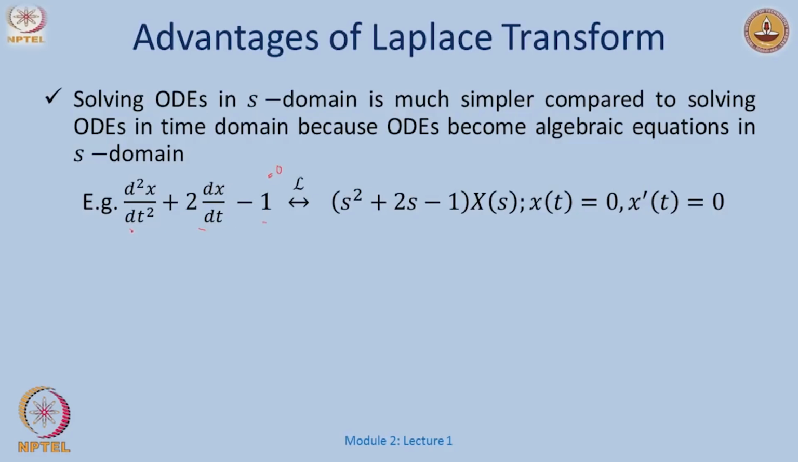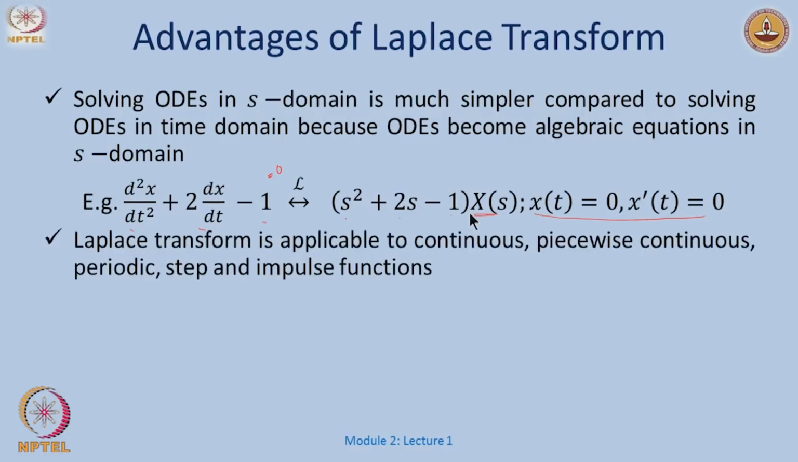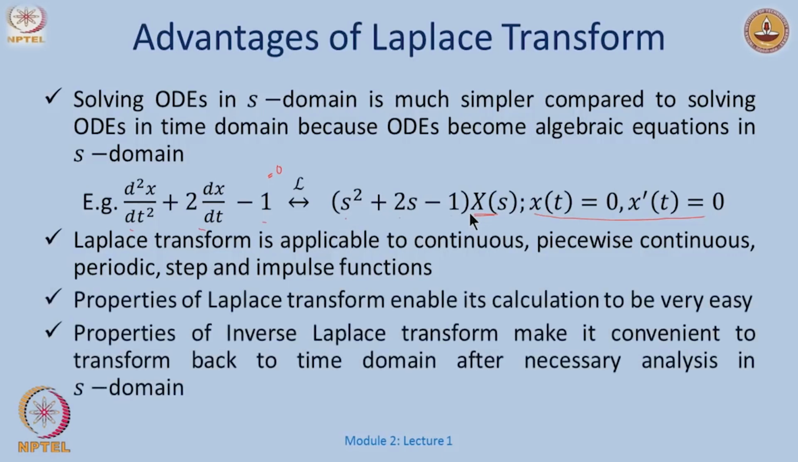Okay. So, now what does this expression become? Well, by using those formulas for differentiation, this becomes s square plus 2s minus 1, all multiplied with x of s. Well, this is under the assumption, we just make it for simplicity, that the initial conditions all are 0. So, a differential equation here is now transformed to a linear equation. I know very well how to solve linear equations, and this Laplace transform is applicable to lots of signals: continuous signals, piecewise continuous, periodic, step and impulse functions.